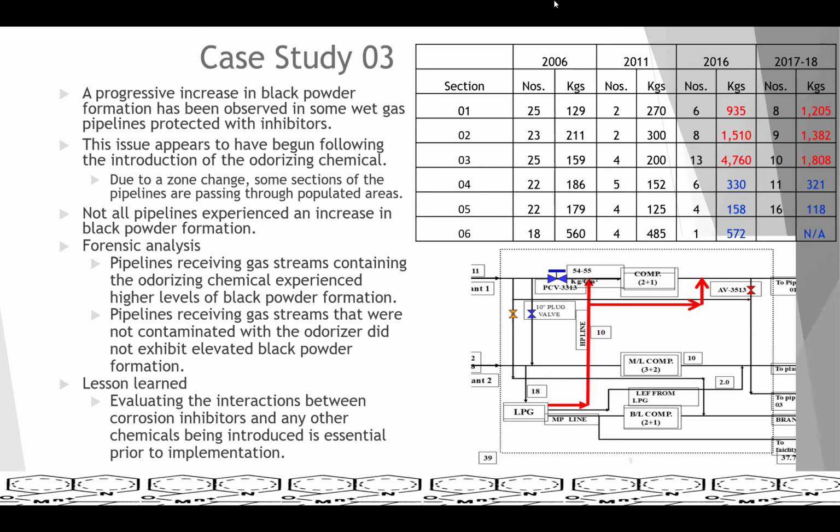Very good point, Motion. Thank you. Yeah, that could be another point. But this had a higher amount of black powder formation. It could be that the inhibitor was reacting with the odorizing chemical. And as you pointed out, it could be that we are losing corrosion inhibitors due to the black powder formation.